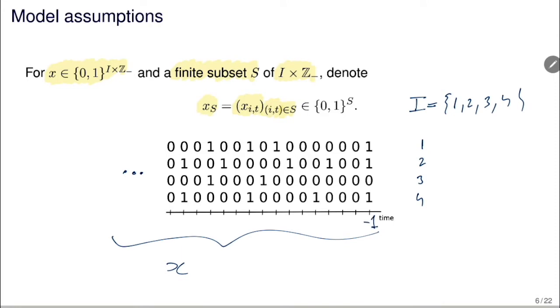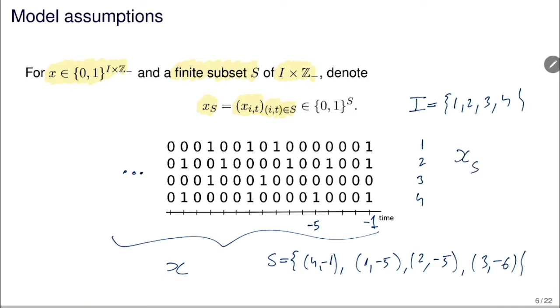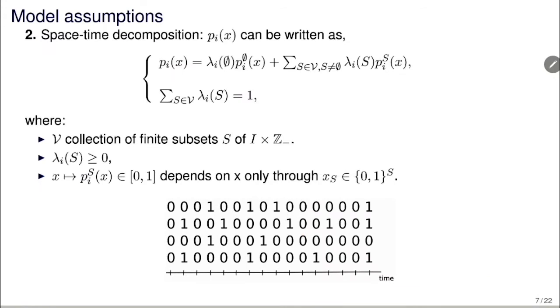And suppose that here is time minus 1, minus 2, 3, 4, 5, so let's say minus 5 is here, and suppose that S is the set of pairs of the form (4, minus 1), (1, minus 5), (2, minus 5), and (3, minus 6). Then the configuration x sub S is the configuration inside these blue rectangles. Okay? With this notation, the second assumption of the model is the following.